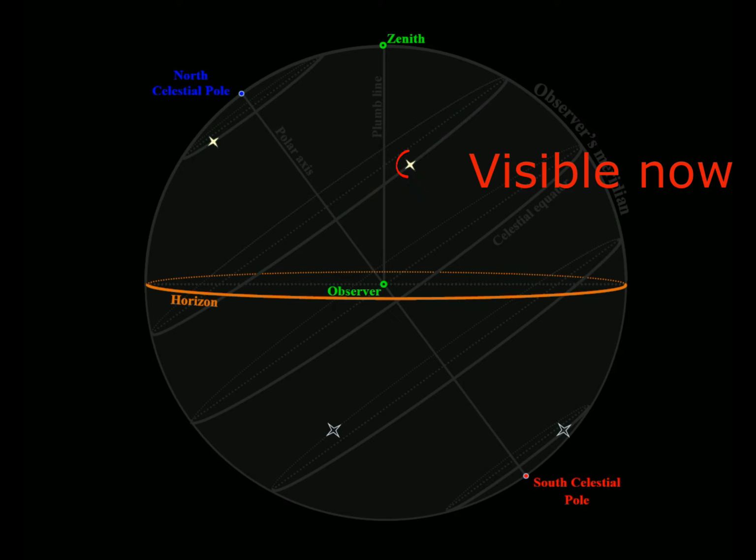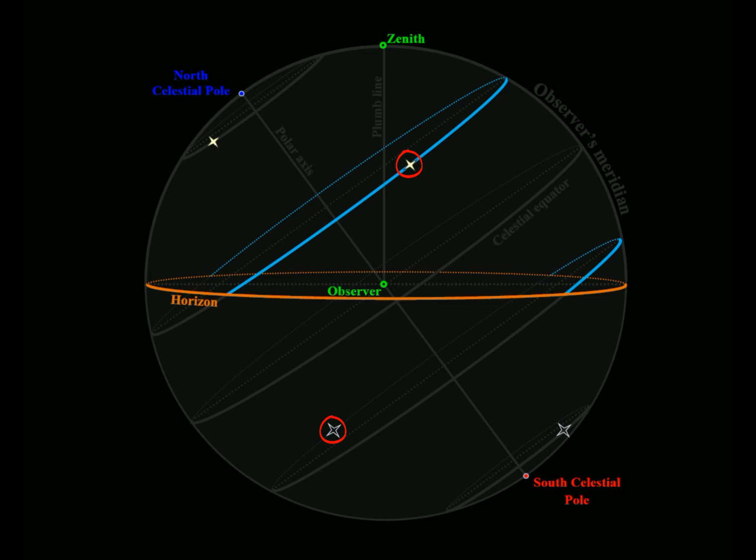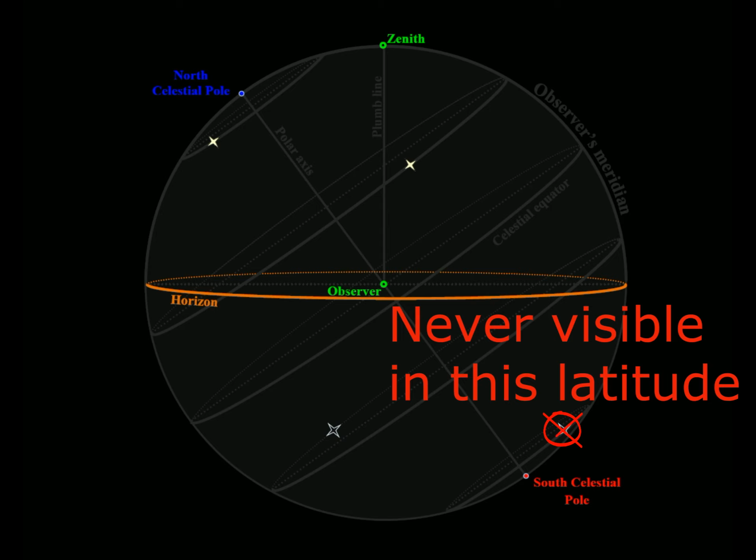Other stars travel part of their path above the horizon. The other part of their path goes below the horizon. Some stars may not be visible at all because they never rise above the horizon at a particular latitude. Their entire path goes below the horizon.